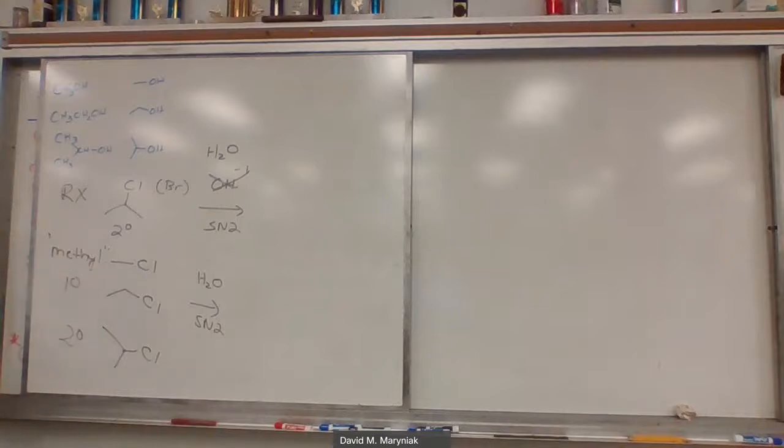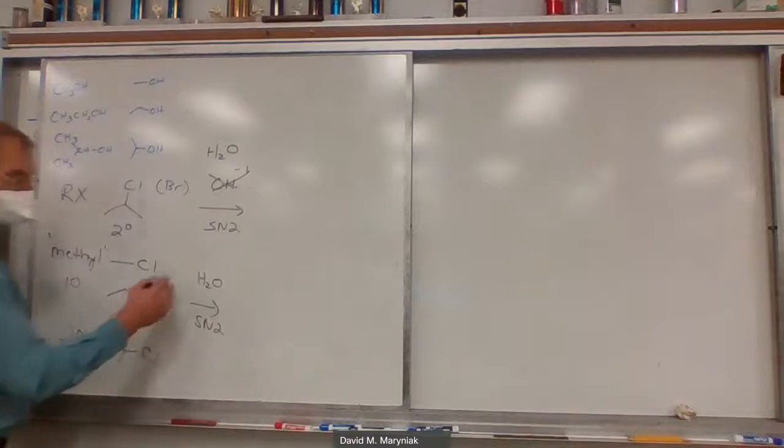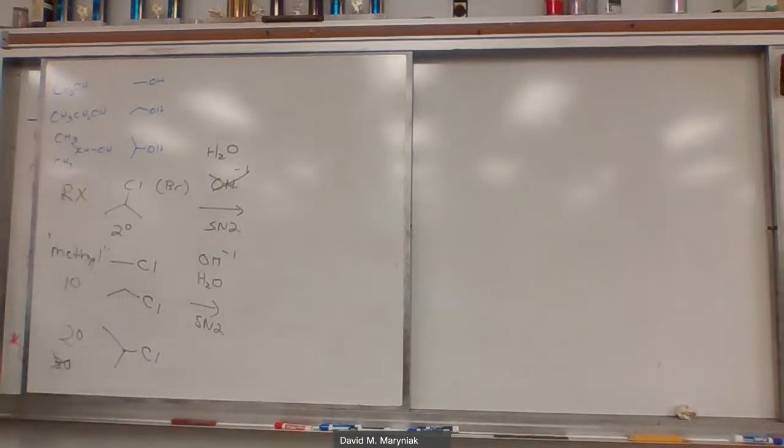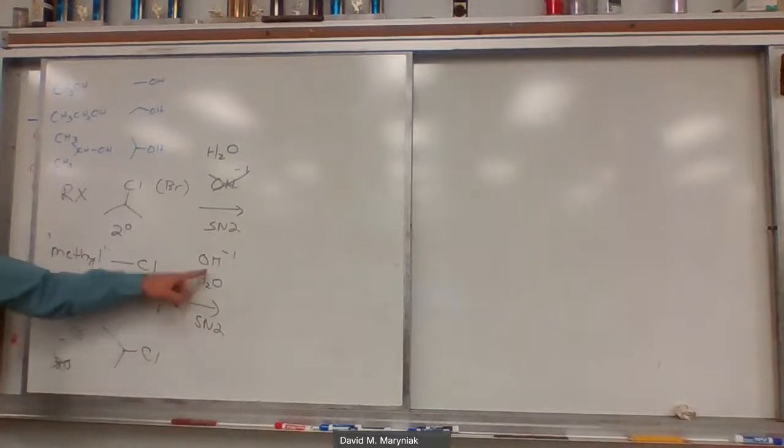Methyl. Which would work? All of those. Which would not? Because the tertiary is too hindered to be able to do SN2. But could it do SN1? But if you wanted to ask, which would you use to displace the chloride in an SN2 fashion?